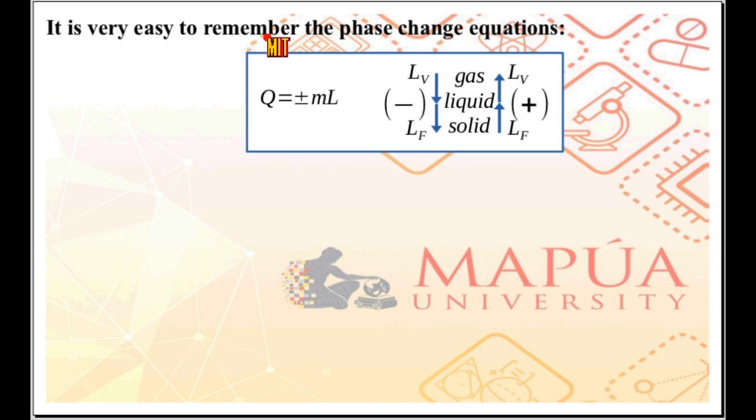It is very easy to remember the phase change equations. You have equations for solid to liquid, liquid to gas, gas to liquid, and liquid to solid. But those phase change equations may be summarized as simply Q is equal to plus minus mL. Depending on whether you have heat loss or heat gain, Q will be positive or negative. And depending on the type of transition, if you have solid to liquid or liquid to gas and so on, L will either be LF or LV. So Q is equal to plus minus mL.